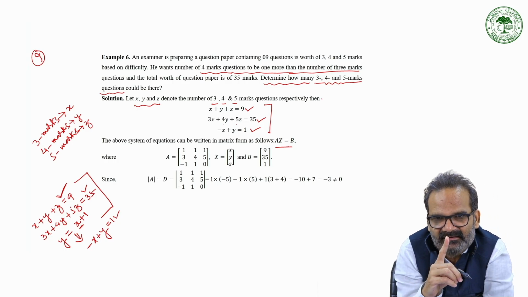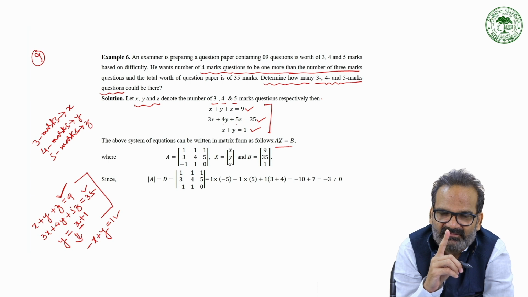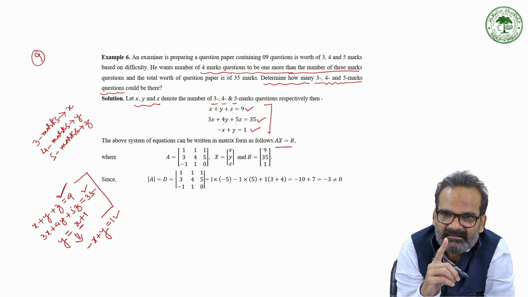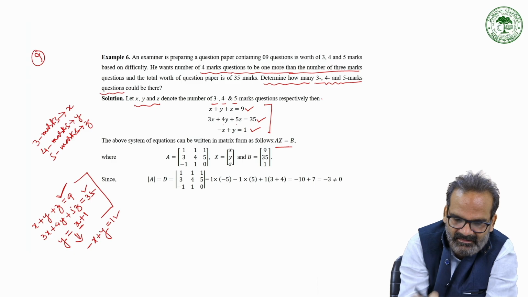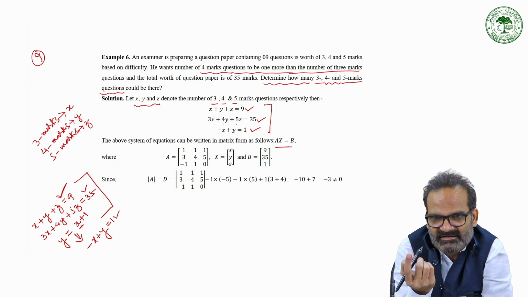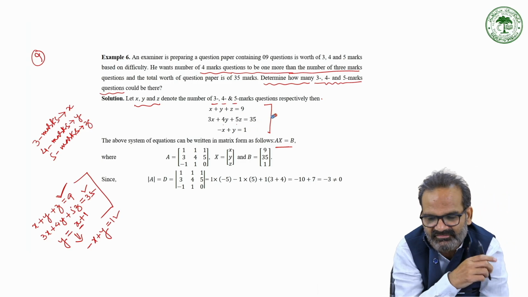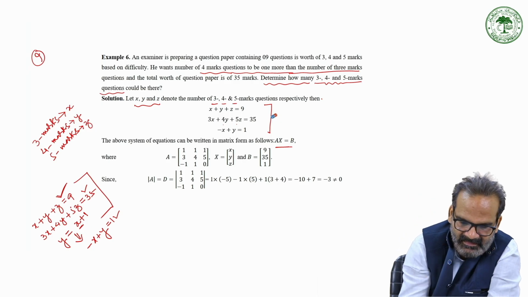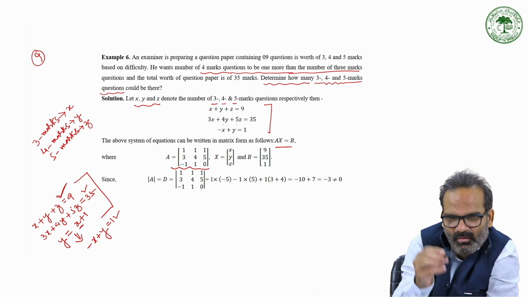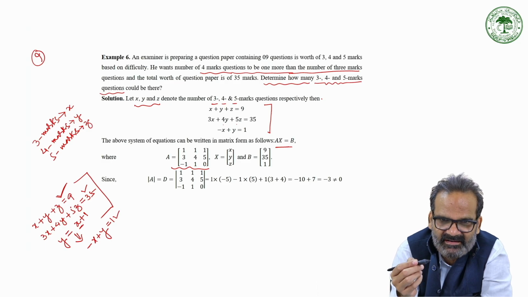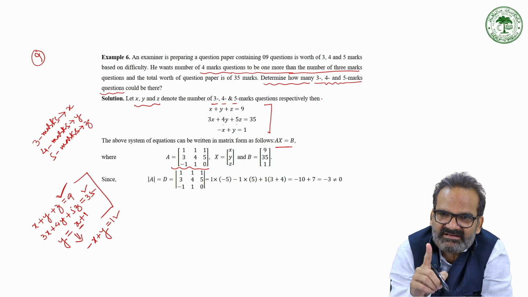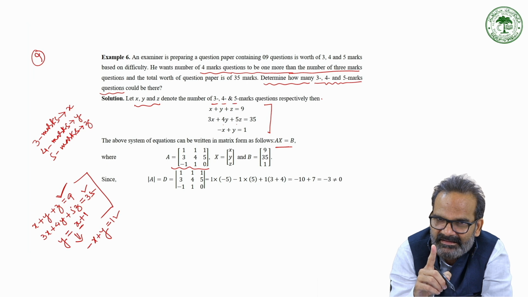A is simply the matrix of the coefficients of the variables x, y, z involved in the equations, right? Capital X represents the 3 variables x, y, z, and b simply represents the constant terms at the right hand side, that is 9, 35 and 1. Clear? Now how you can write down the matrix A, you all know, because I have explained this process many times. A simply refers to the coefficients of the variables x, y, z in the 3 equations.